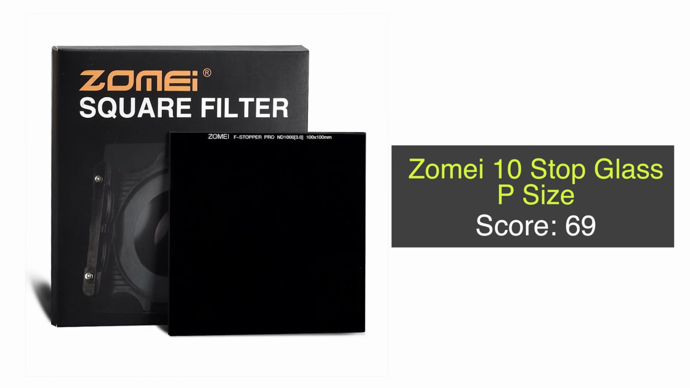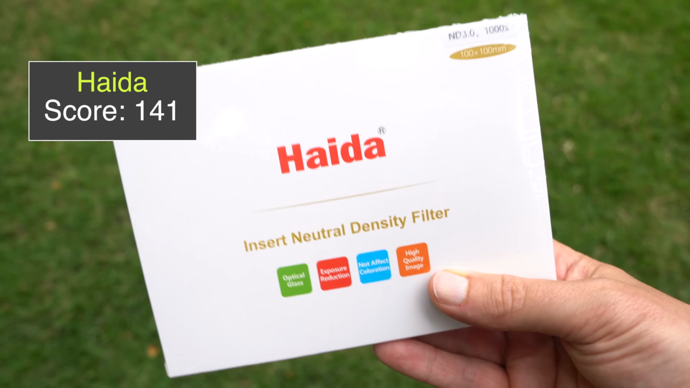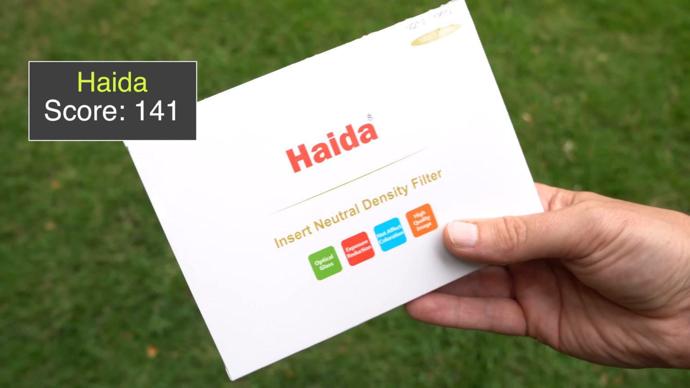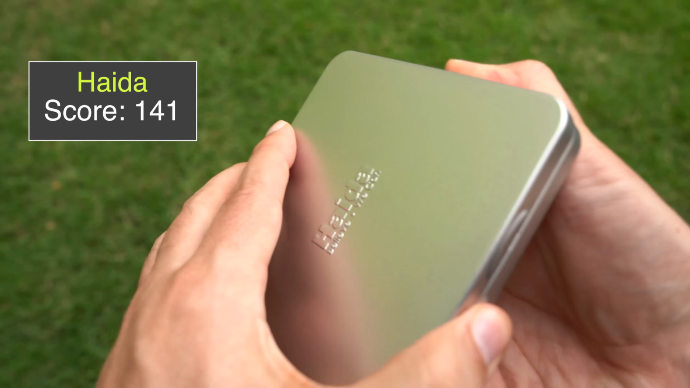I've had it for a long time. It was glass. I paid $54 for this thing, and it got a score of 69. This is when we start getting into the progressively far worse color filters. After the Zome, we have the Haida, which is a $76 filter. That comes in with a score of 141.